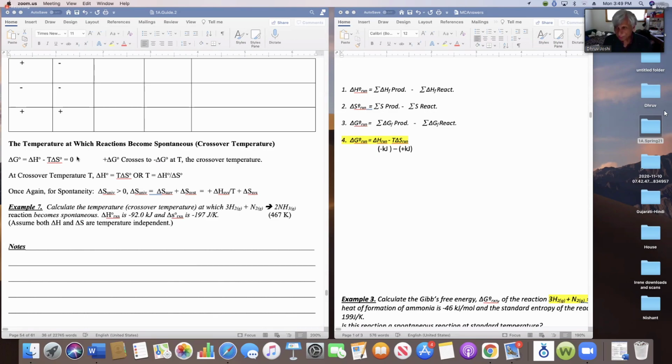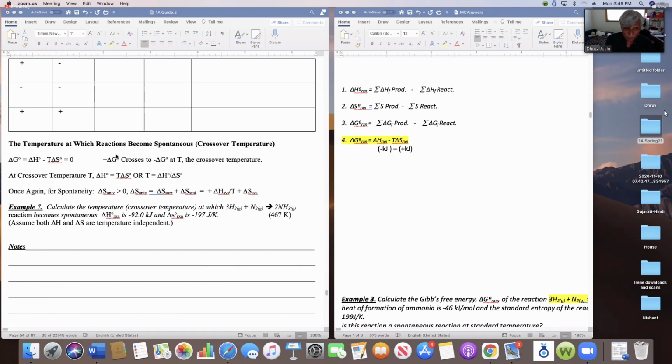When the reaction becomes spontaneous, it is a reversible reaction first, and then the reaction would be going in one direction. And for a reversible reaction, delta G equals 0. Write it down. For a reversible reaction, delta G equals 0. So we write down delta G equals delta H minus T delta S equals 0.